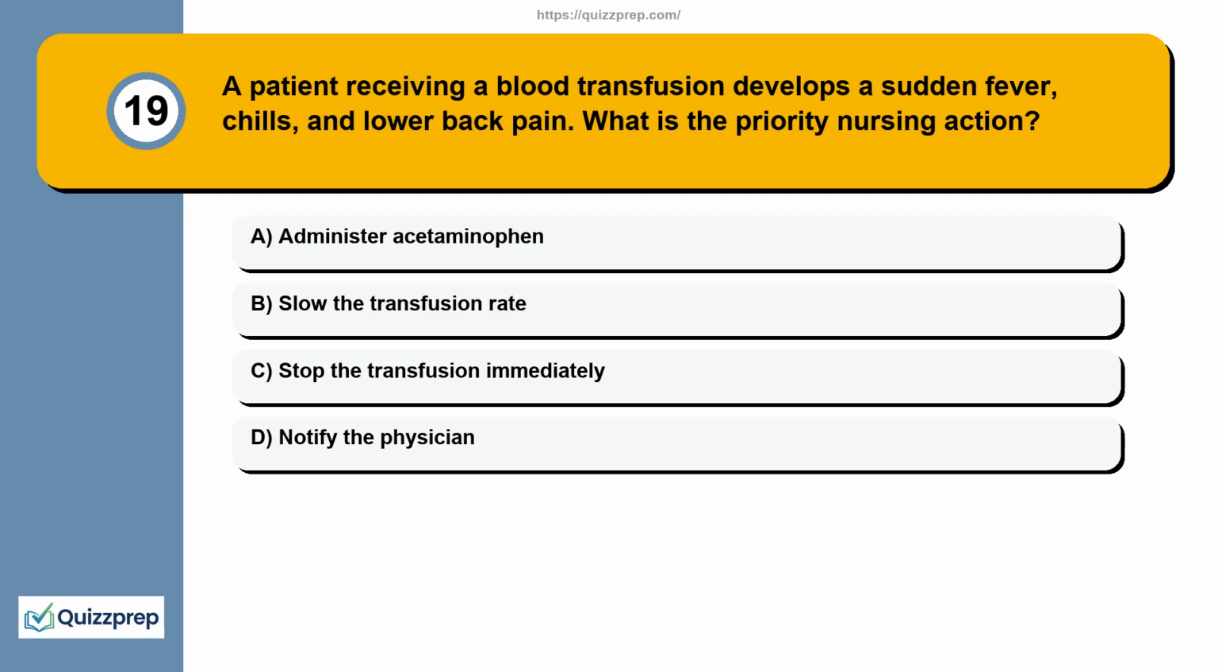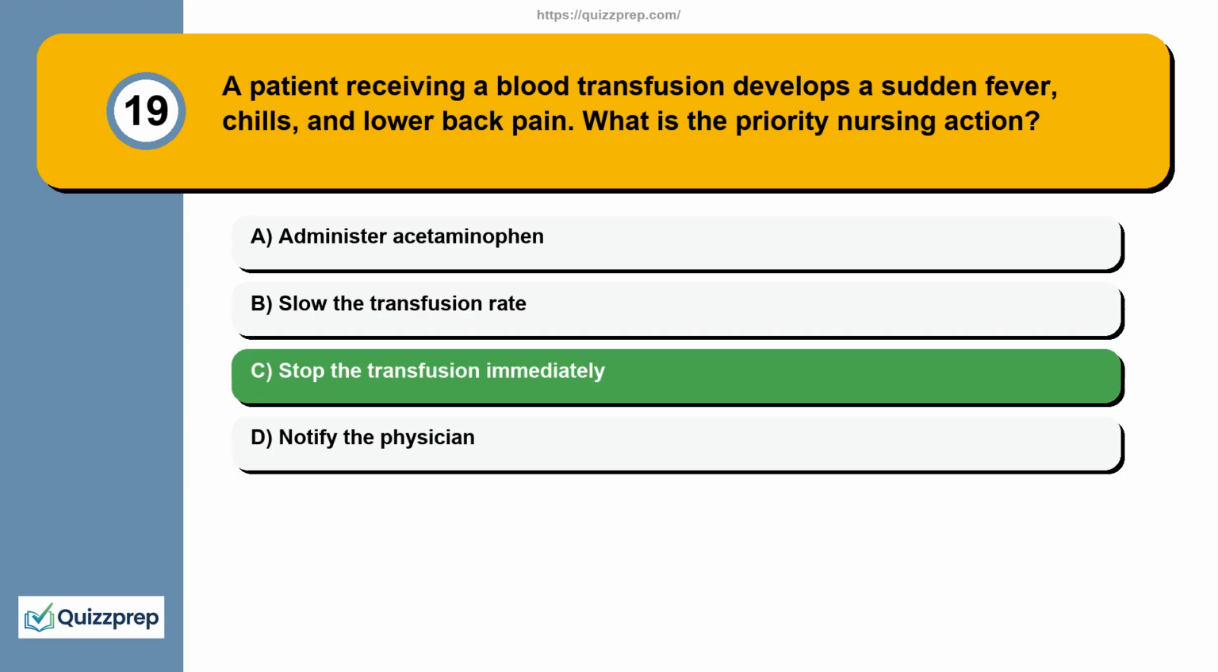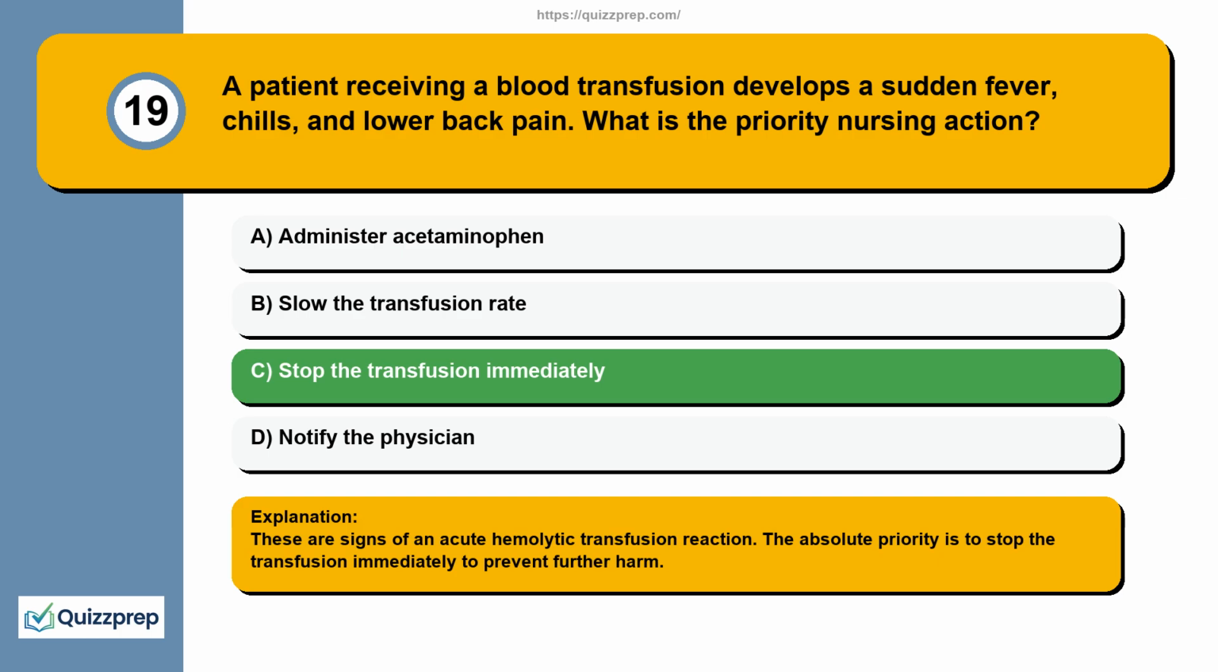Question 19. A patient receiving a blood transfusion develops a sudden fever, chills, and lower back pain. What is the priority nursing action? Here are your options. Option A: administer acetaminophen. Option B: slow the transfusion rate. Option C: stop the transfusion immediately. Option D: notify the physician. The correct answer is option C: stop the transfusion immediately. Explanation: these are signs of an acute hemolytic transfusion reaction. The absolute priority is to stop the transfusion immediately to prevent further harm.